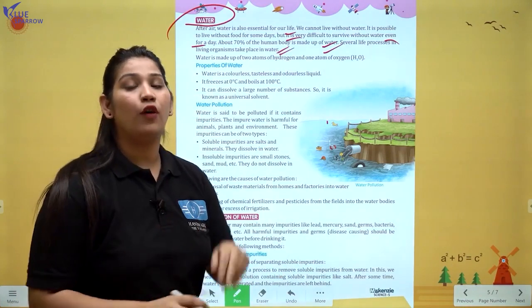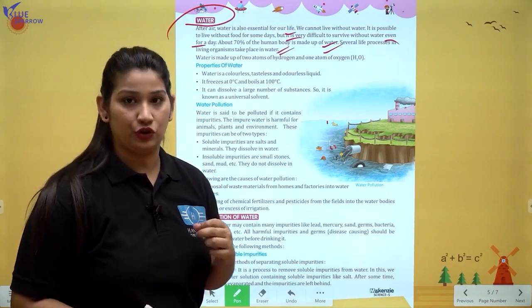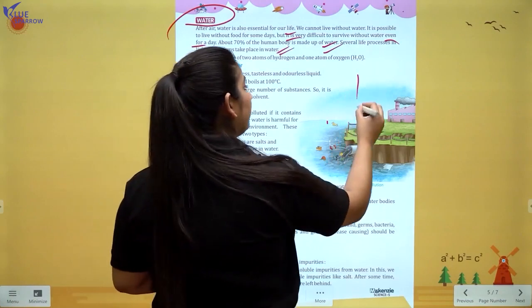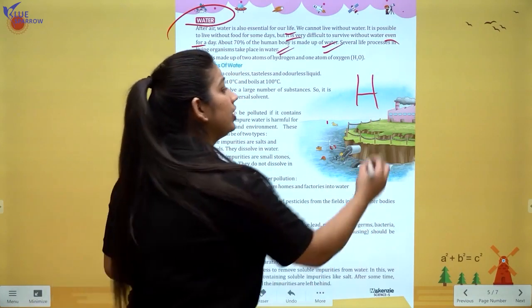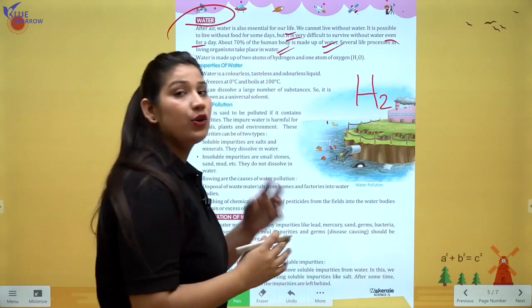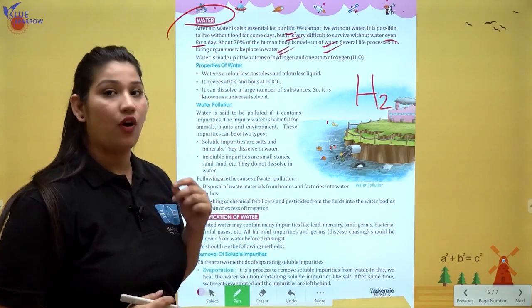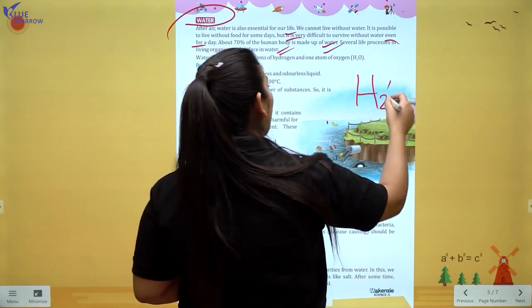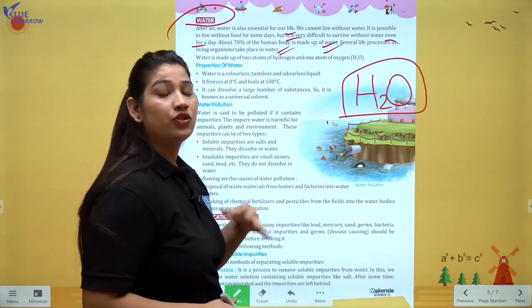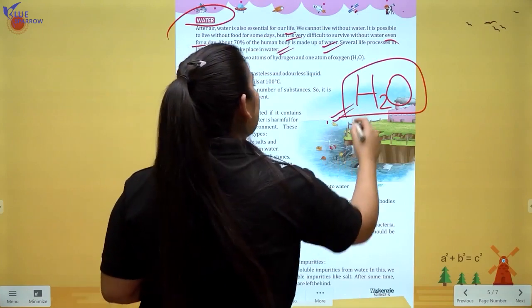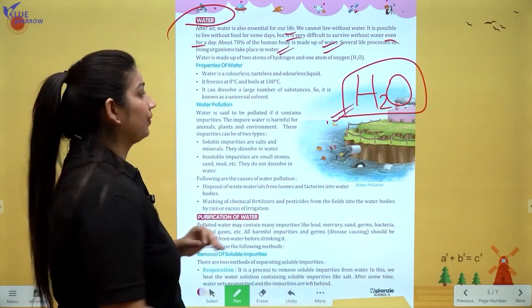Water is made up of two atoms of hydrogen. Hydrogen is denoted by H. So it is made up of two atoms of hydrogen, H2, and one atom of oxygen. Oxygen is denoted by O. So the representation of water is also known as H2O.